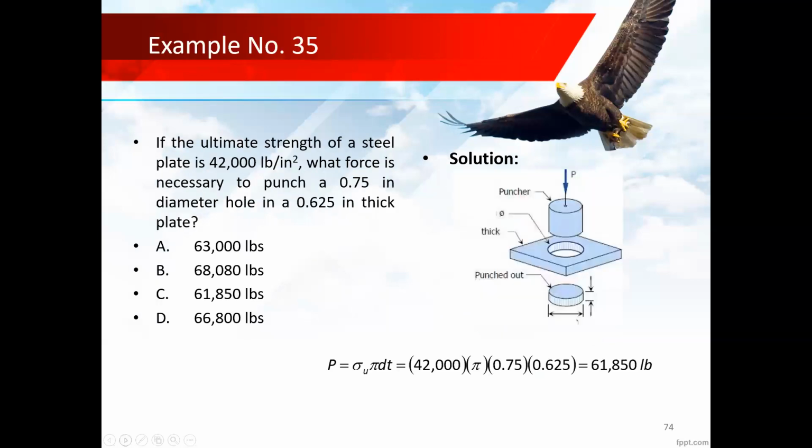Sample number 35. If the ultimate strength of a steel plate is 42,000 pounds per square inch, what force is necessary to punch a 0.75 inch diameter hole in a 0.625 inch thick plate? So that's punching. The force is sigma u times pi times d t. That is the ultimate strength times the shear area, right? Pi d t, that is your shear area. So that is 42,000 times pi times 0.75 times 0.625.